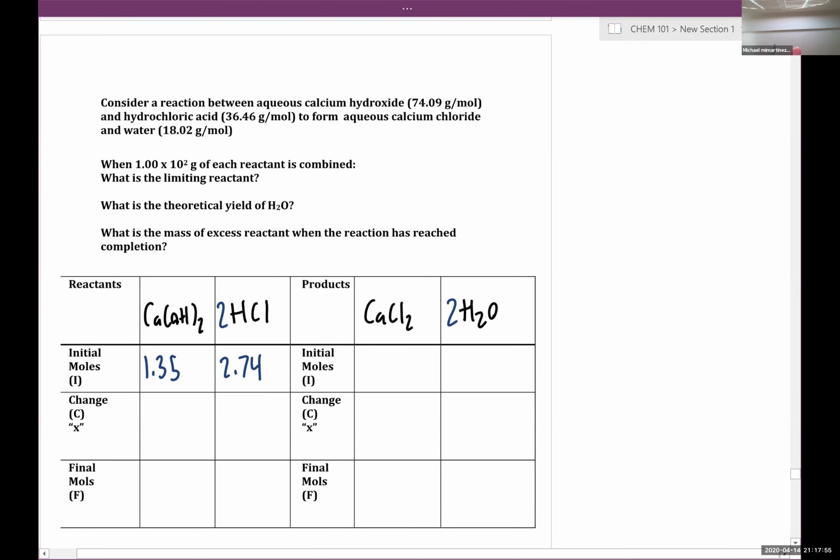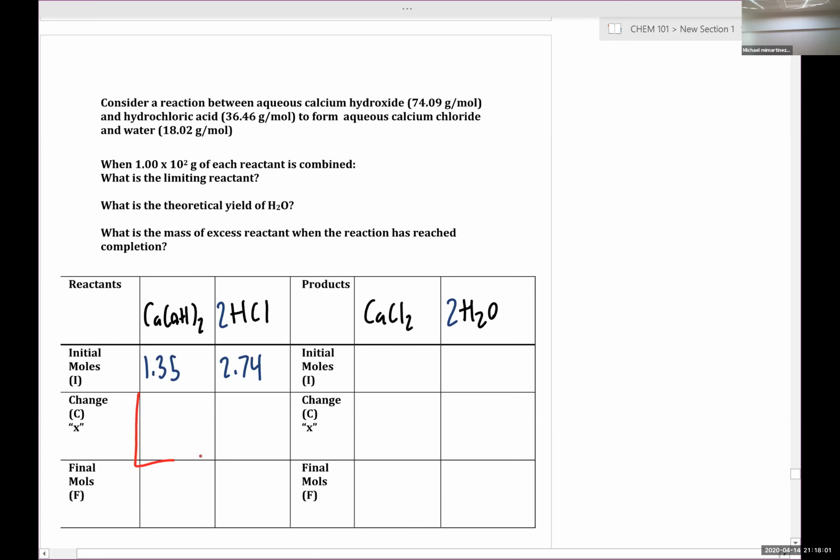Okay, now we're going to fill in our change coefficients. So what is the change coefficient for calcium hydroxide? Would it be minus 1x, 2x, 3x, 4x? Yep, it would just be minus x. Yep, exactly right, because our coefficient's 1. What would the change coefficient be for hydrochloric acid? 2x, exactly right.